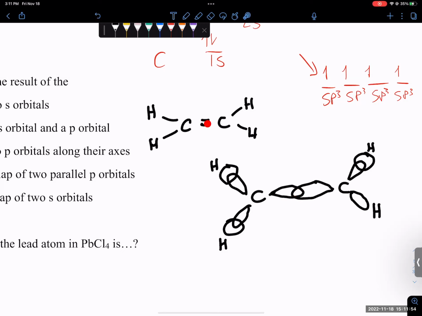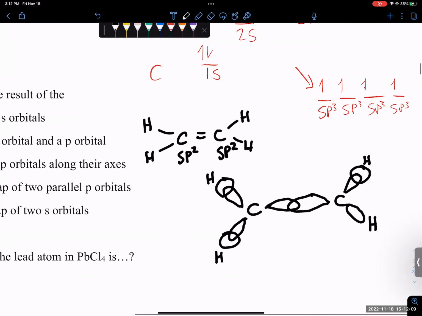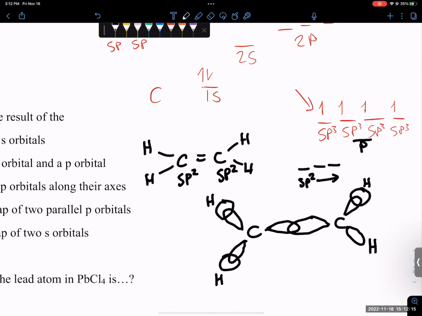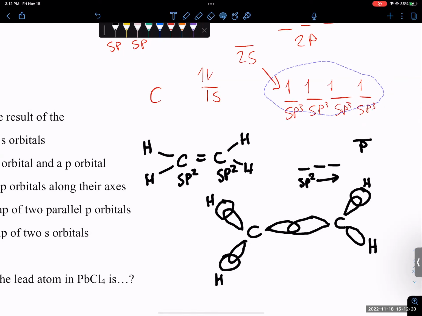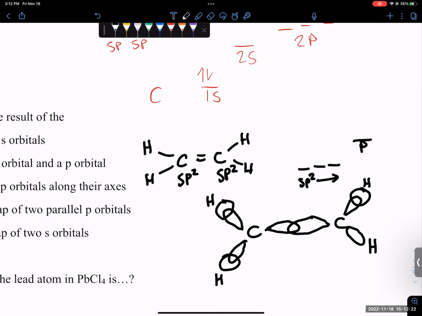every double bond has a sigma bond and a pi bond. So each of these carbons is what hybridization? SP2 hybridization, right? So SP2 hybridized. So we have three orbitals here that are sp2, right, for all these three. And then we have this empty p orbital up here. We erased all this stuff. That empty p orbital is what's going to be making the pi bonds, right?